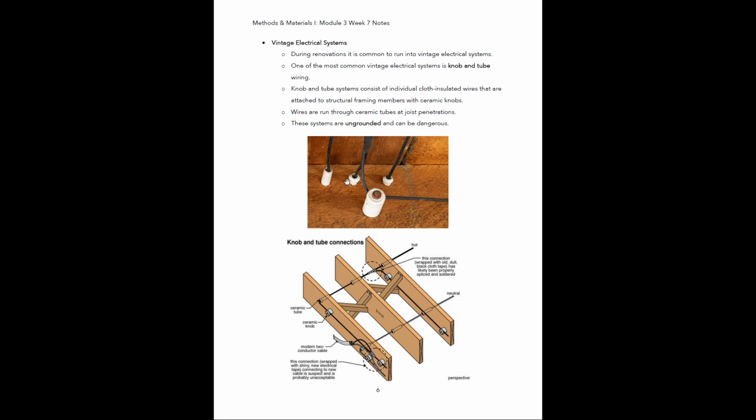So these tubes are made of ceramic, and then for areas where they have to make bends, they will be attached to the structure of the building with these little knobs. These knobs have a little divot or a groove in them that the wire sits into, and it holds them in place.